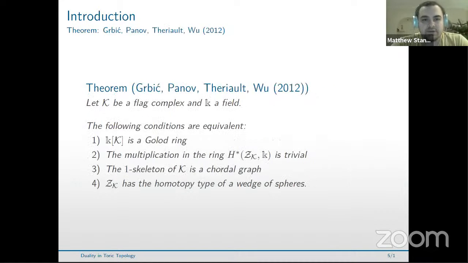Okay, and then we've got a third example, which is due to Grbić, Panov, Theriault, and Wu. This is a theorem which I believe George also gave. And this is a nice one because it really highlights this interplay between algebra, combinatorics, and topology, and in particular homotopy theory. And these are a priori unrelated properties. The one skeleton of a simplicial complex being a chordal graph, the face ring being Golod, the moment angle complex having the homotopy type of a wedge of spheres.